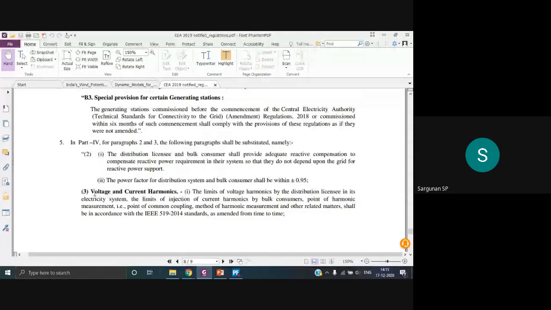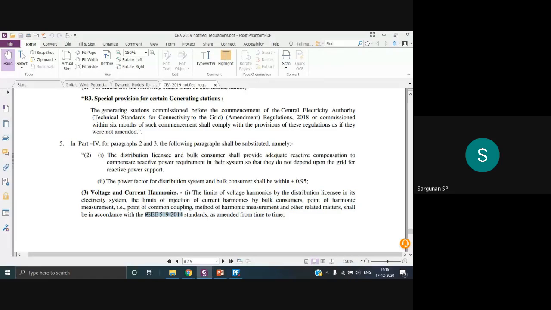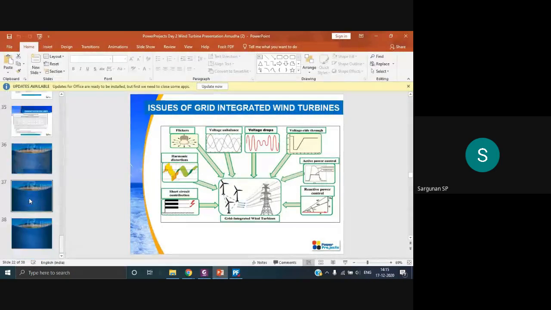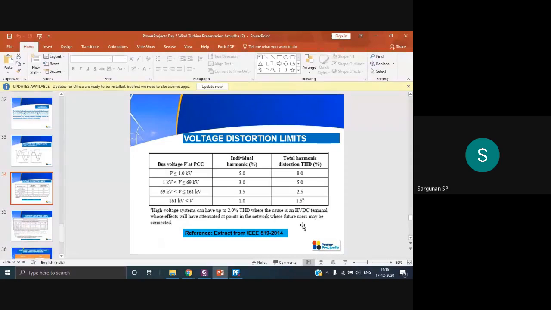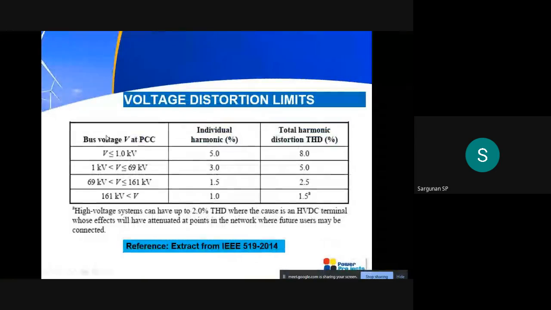That is why you can see these CEA guidelines. According to India, they are following this IEEE 519 standard. I hope ma'am has explained, so I will just touch on these concepts here. At the point of common coupling, normally we will be connecting at 1 kV to 69 kV. If I'm connecting at, for example, 66 kV, the total harmonic distortion should be 5%. It should not exceed 5%, and the individual harmonic distortion should be less than 3%. It should not exceed 3%.